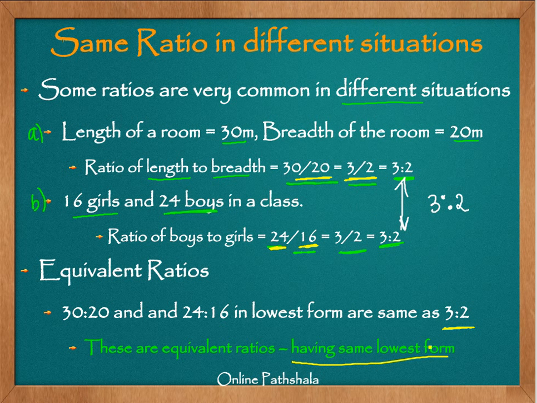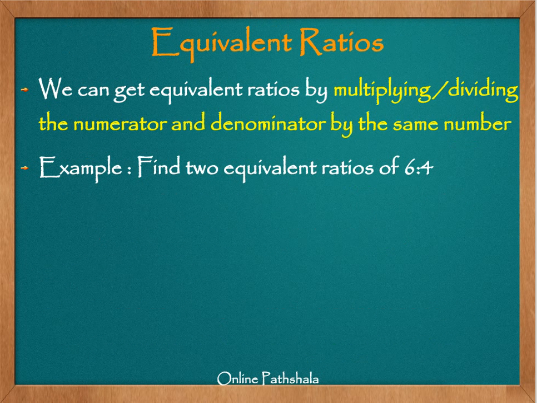Just to emphasize it again, equivalent ratios simply are those ratios which have the same lowest form. So how do we get these equivalent ratios? We can get an equivalent ratio for a particular ratio by either multiplying or dividing both the numerator and the denominator by the same number. Please note that we have to use the same number for both the numerator and denominator. So let us take an example and understand how we arrive at the equivalent ratios.